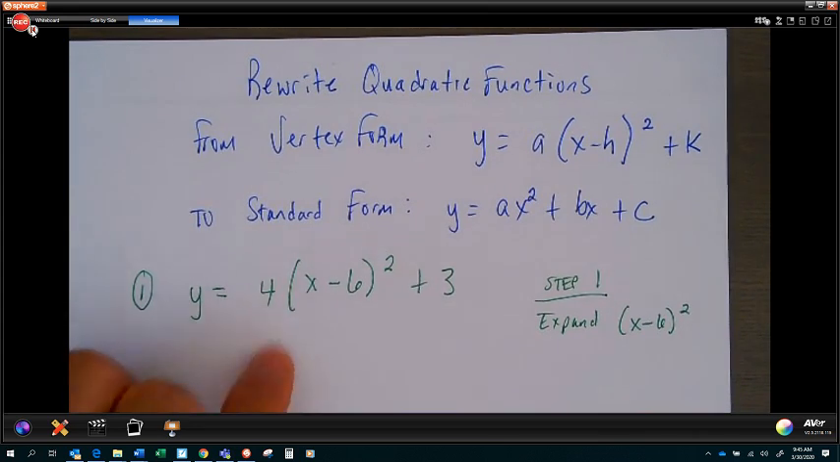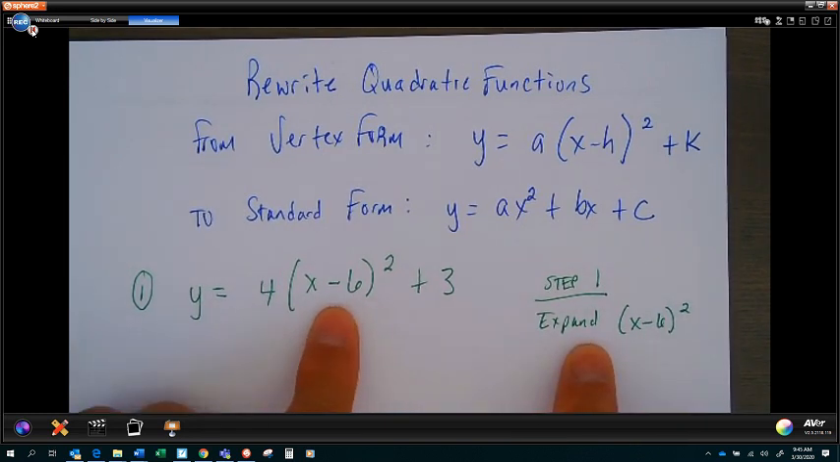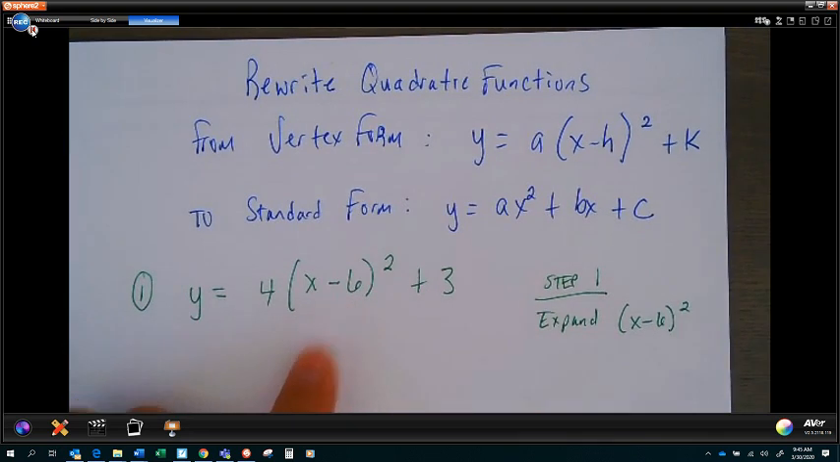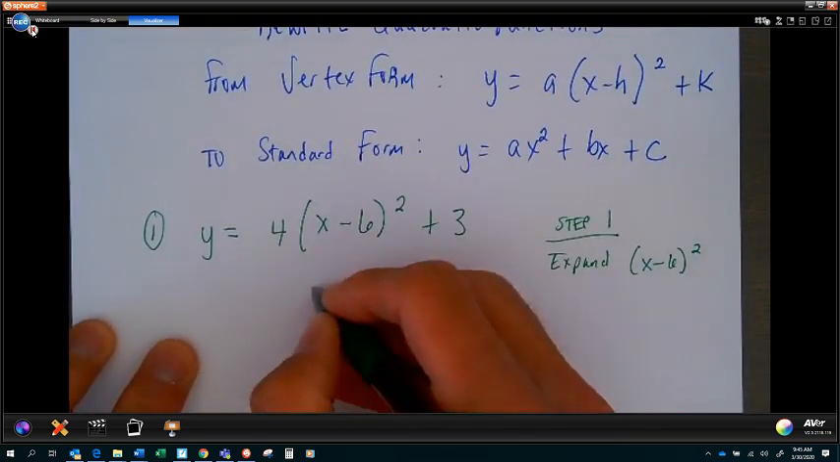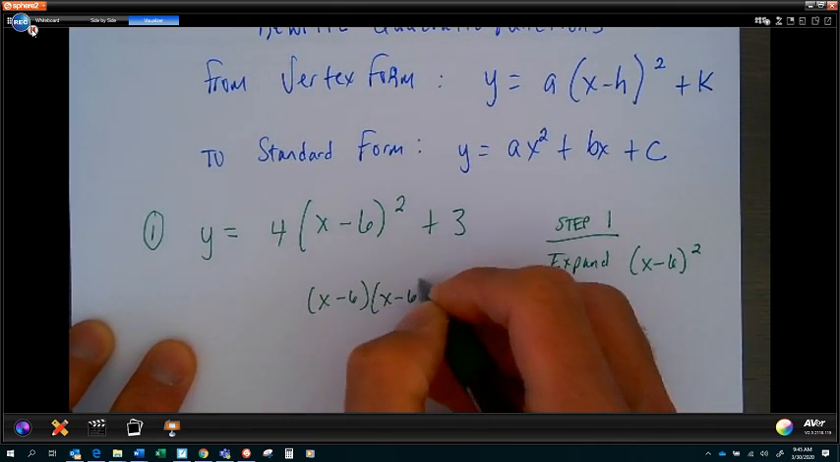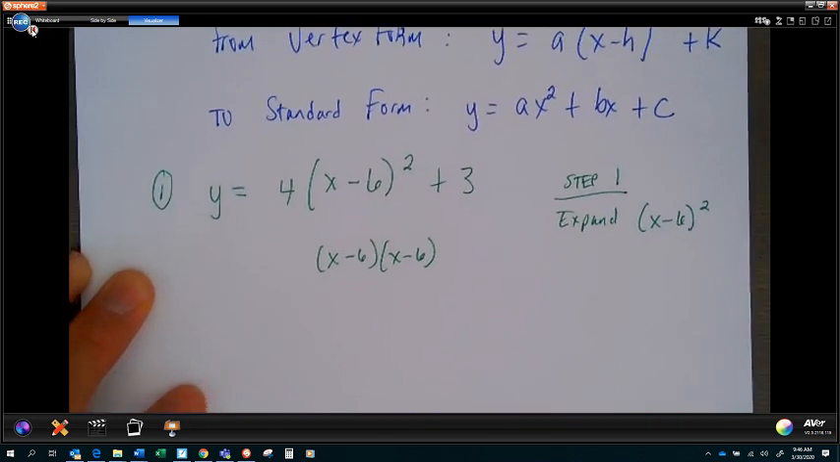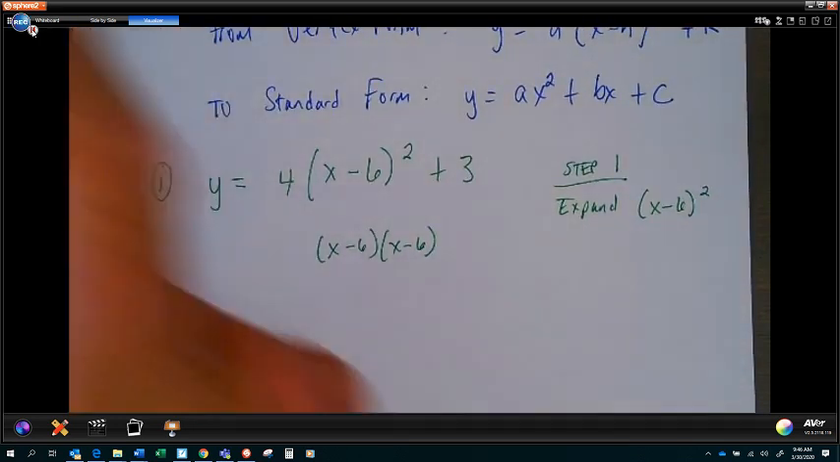Okay, in our first example here, we are going to convert this vertex form to standard form. Our first step is to expand this value here, x minus 6 squared. In order to do that, we take x minus 6 and multiply it times x minus 6. Please take a moment to expand this out. I'm going to do it in 2 different variations.